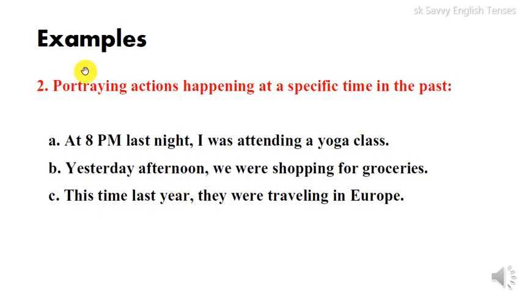Number two is portraying actions happening at a specific time in the past. For example, at 10 p.m. last night I was attending a yoga class. Yesterday afternoon we were shopping for groceries. This time last year they were traveling to Europe.